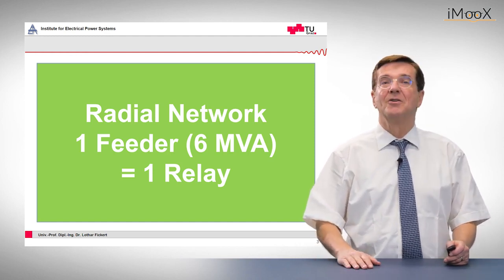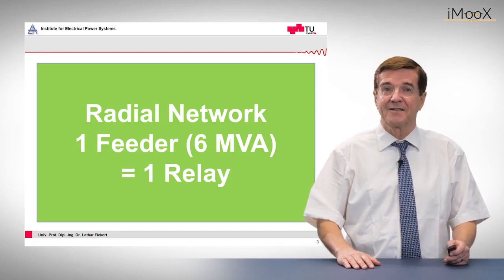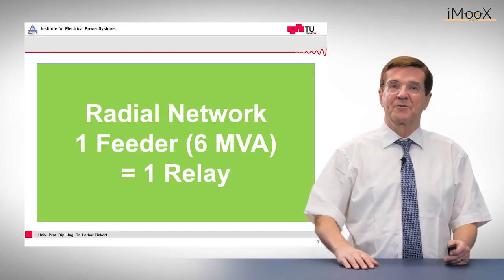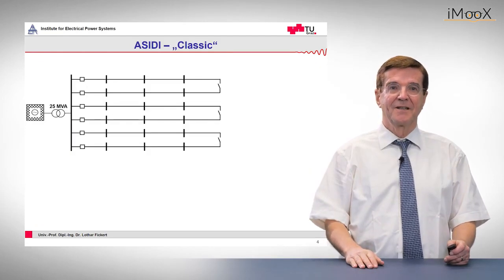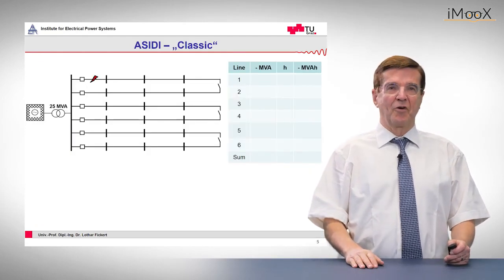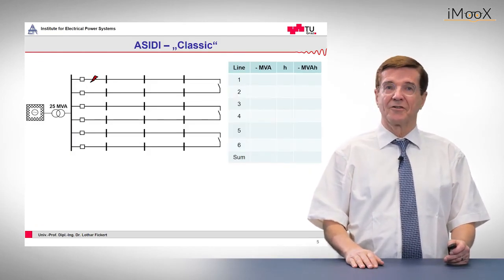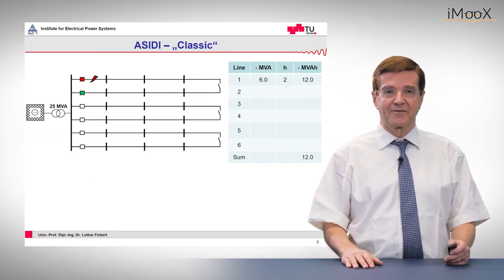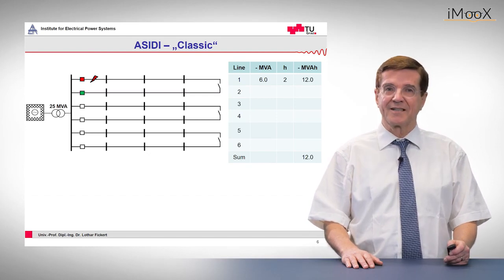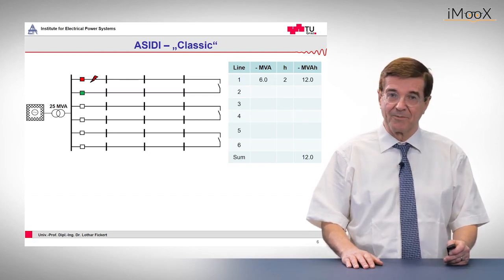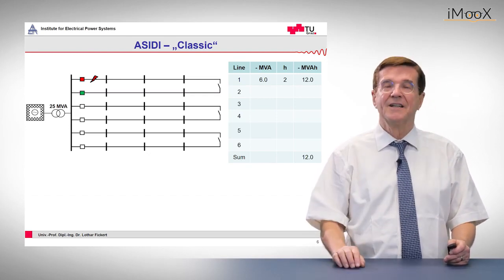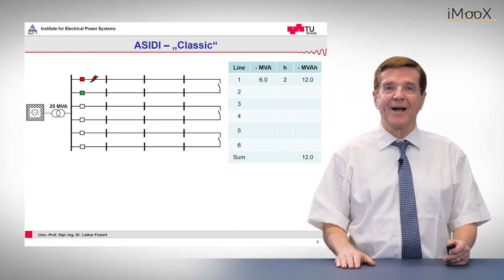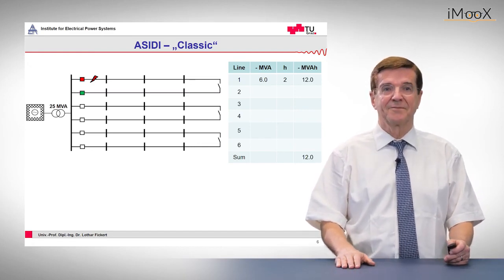which is the sum of the installed capacity of the transformers, is protected by one relay only. So let's assume that the first fault in 1 year occurs on feeder number 1 in the front part. That means we lose, after the fault has tripped out, 6 MVA of installed capacity for, say, 2 hours, and this results in minus 12 MVA hours.